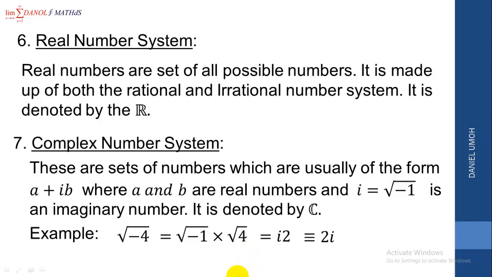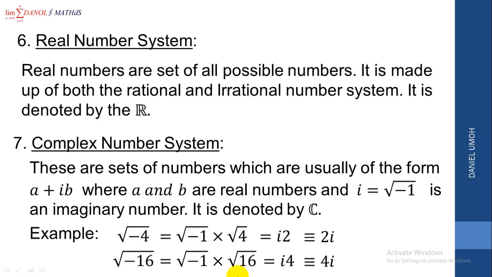Okay, let's take another example. Square root of -16. To solve this, this is equal to square root of -1 times square root of 16. Of course, square root of -1 is i, and square root of 16 is 4. So that will give us i4. So the solution to square root of -16 is 4i. This is an example of complex numbers.